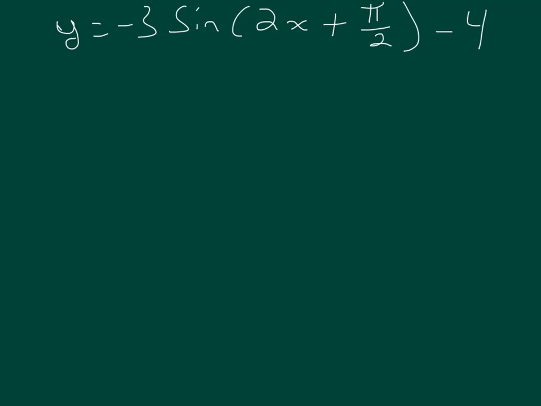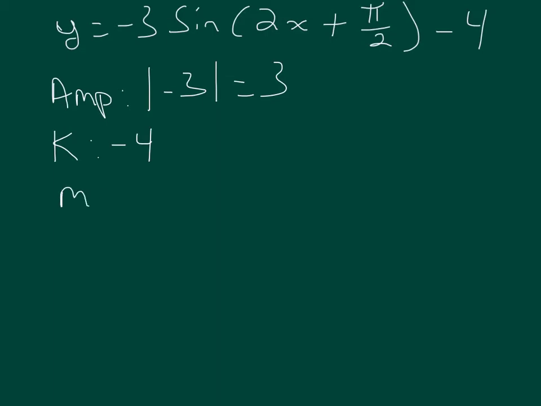We're going to graph the function y equals negative 3 sine of 2x plus pi over 2, minus 4. The first thing we should list is the amplitude. Remember, that is the absolute value of your a term. Happens to be 3. Our new horizontal axis is at negative 4. That's a shift down of 4. It was at 0, now it's at negative 4.